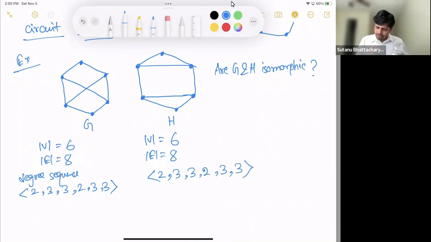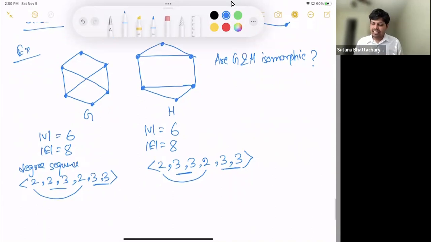So see whether their degree sequences are the same or not. There are 4 vertices with degree 3 in graph G. Here there are also 4 vertices with degree 3 in graph H. Also, there are 2 vertices with degree 2 in G, same here, 2 vertices with degree 2. So all three conditions which we studied to check whether two graphs are isomorphic or not are being satisfied here.